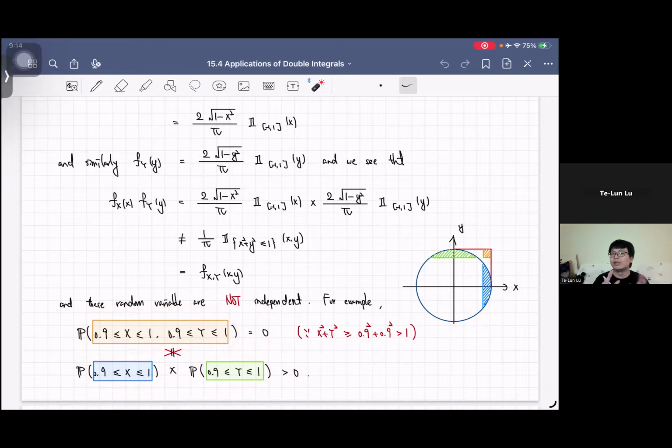So obviously, x and y are correlated. For example, when y is very large, then x can only be small, right? They are restricted by this condition that they have to be within the disk. So obviously, they are dependent.